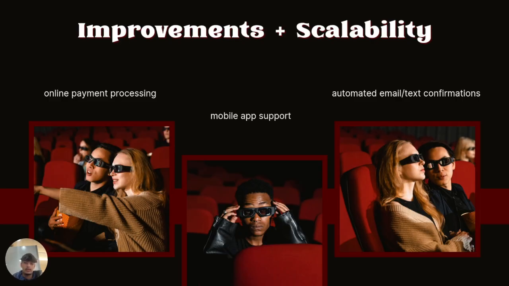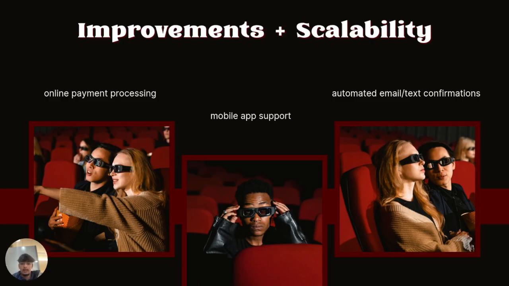Another thing we could do to improve our movie reservation would be implementing mobile app support. With this, we would be able to have users not only being able to use it on their computers, but also being able to use it on their phone as well, which would be huge in increasing the amount of users we have.